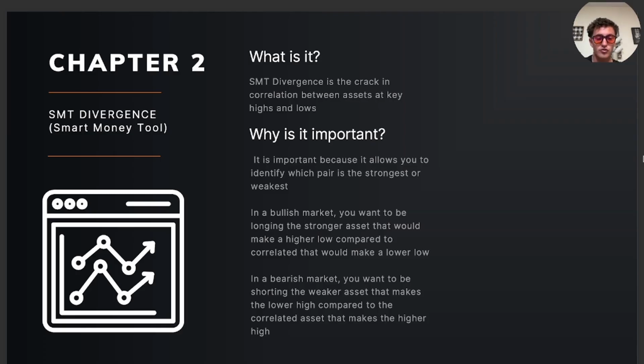But those are the keys when you're looking to stay on the proper side of the market, because like I said here, in a bullish market, you want to be longing the stronger asset that would be making a higher low compared to a weaker asset making a lower low. That's going to be your identification. When you're looking at two pairs, say we're looking at NASDAQ and the S&P 500. If the NASDAQ makes a higher low and the S&P makes a lower low in a bullish market, I want to be longing the stronger one.